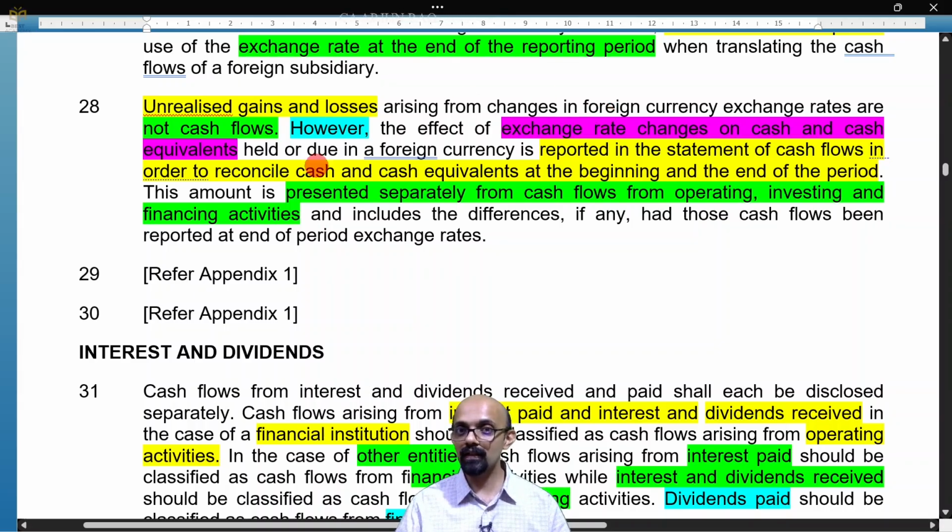What we are discussing in this video is the specific treatment of foreign exchange gains or losses that relate to cash and cash equivalents, right? So what is the need for this? Let's delve into this video.